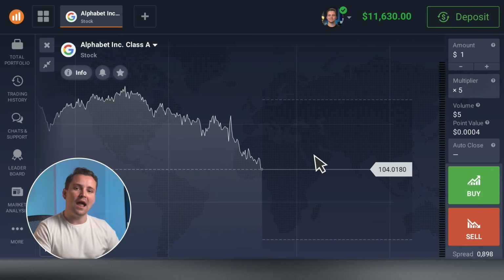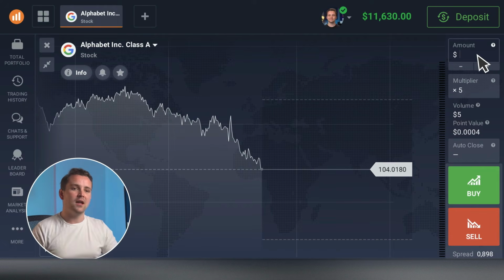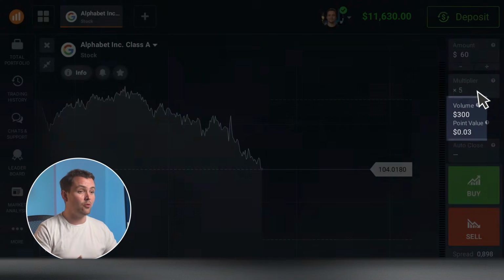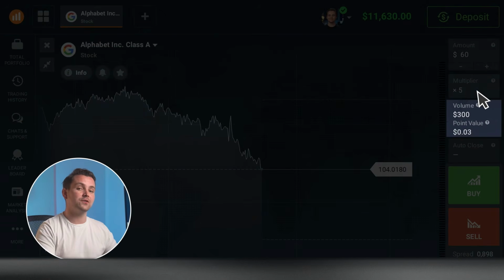Okay, so once you've studied all of the information about the selected asset, you may return to the chart and place a trade. Enter an amount that you would like to invest by pressing the amount button. In my example, I will invest $60 for my trade. The multiplier is equal to 5, which means the volume of my trade is multiplied by 5. So having invested $60, I will be trading with $300.